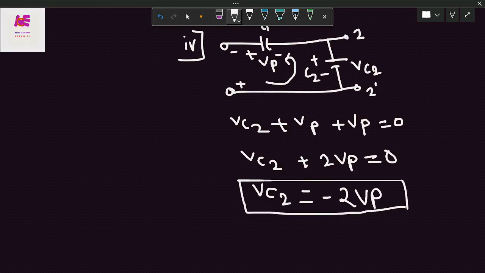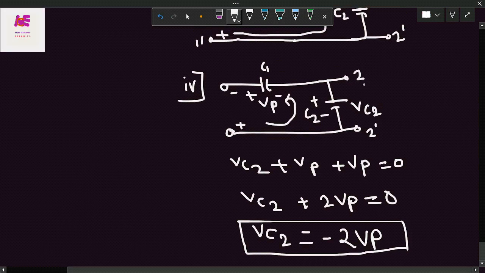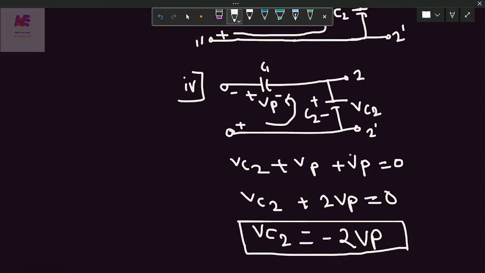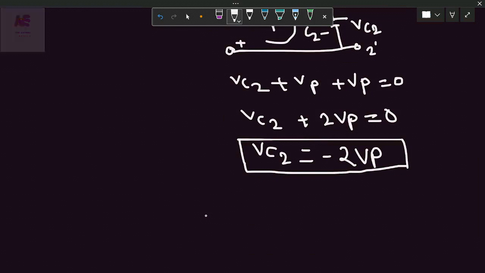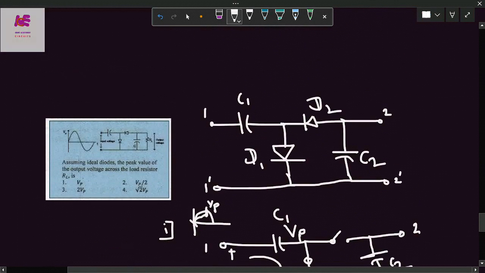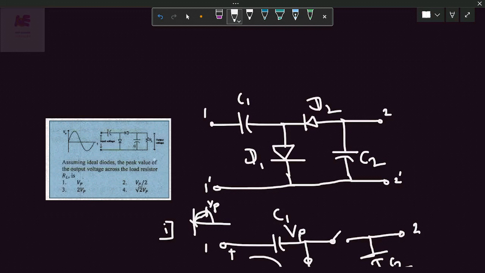We are getting voltage across the capacitor C2 equal to minus 2 Vp, and that is nothing but the voltage across the terminal 2 and 2 dash, which is nothing but the voltage across the load resistor RL, and therefore the peak value across the resistor RL is 2 Vp. Don't consider the negative sign here. So we are getting the options like Vp, Vp by 2, root of 2 Vp and 2 Vp. Therefore, the appropriate option is 2 Vp, the peak value across the load resistor. So the third option is the answer to this question.